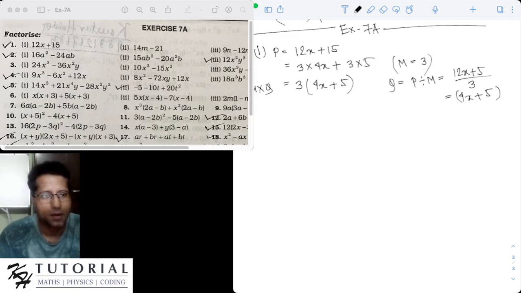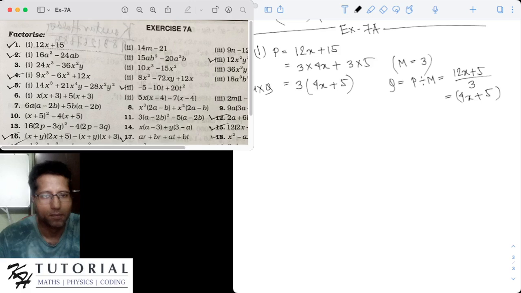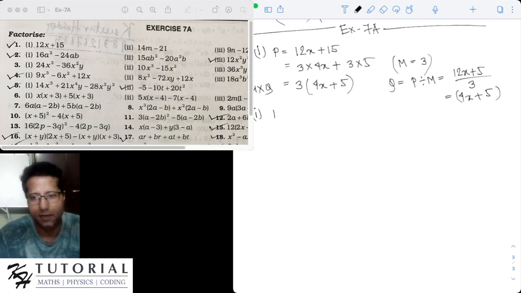Okay, let's do problem number 2, part 1. It is 16a square minus 24ab.